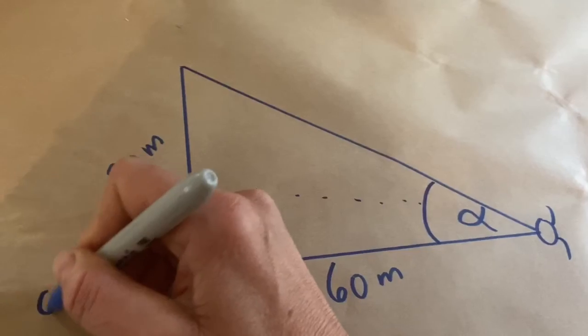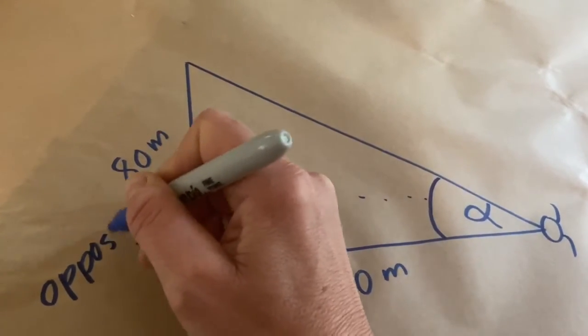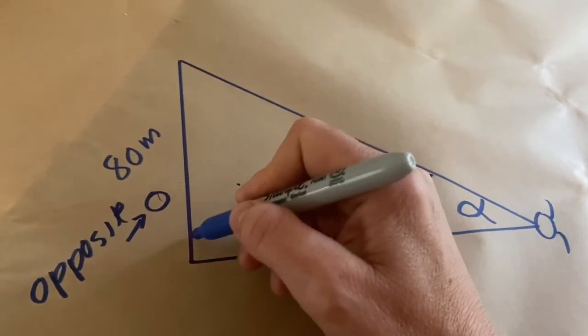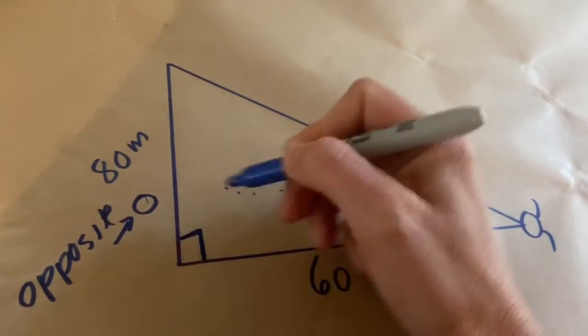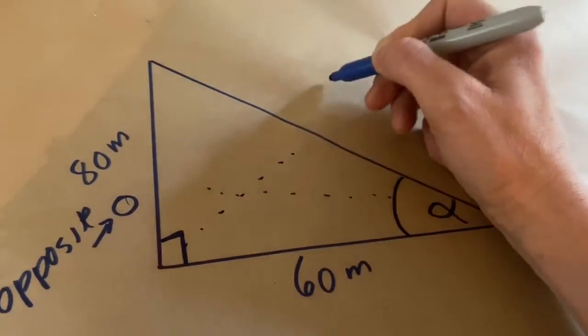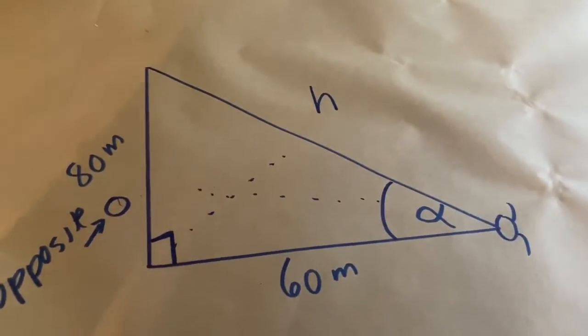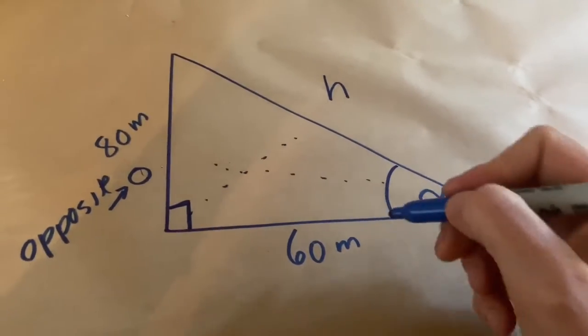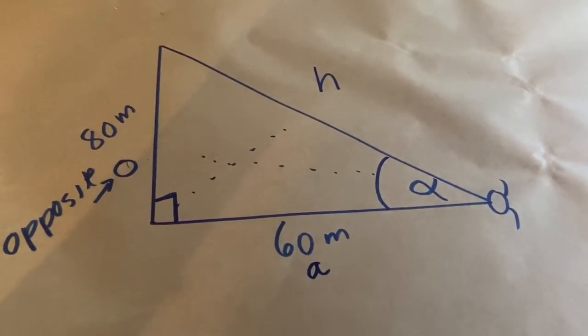This right here is my opposite. My H would be my hypotenuse. This is my hypotenuse. And then the last side is going to be my A. So here is my A.